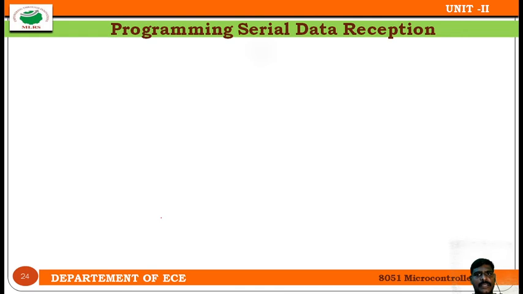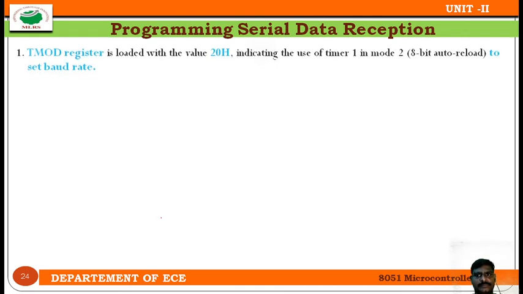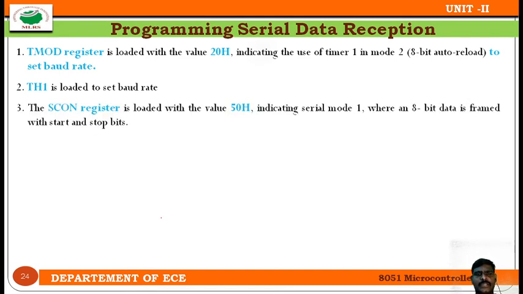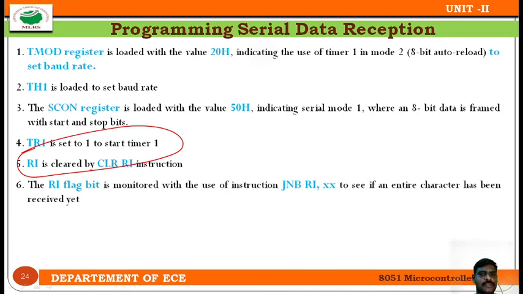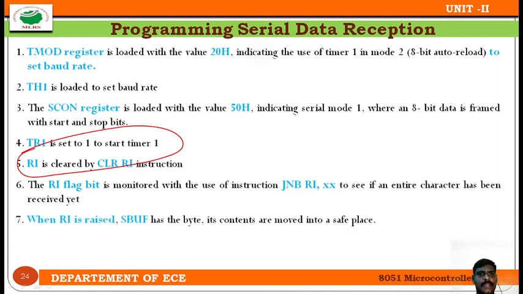Then here we are going to see serial data reception, because whatever we have seen is transmitted data, here we are going to see how serial data can be received. Again the same procedure: load the TMOD register, load the baud rate in TH1, and load the SCON register. The only difference here is that I am using interrupt enabled, here I am receiving the receiver interrupt. So the RI flag should be monitored, and the procedure is the same, only the RI bit is used.